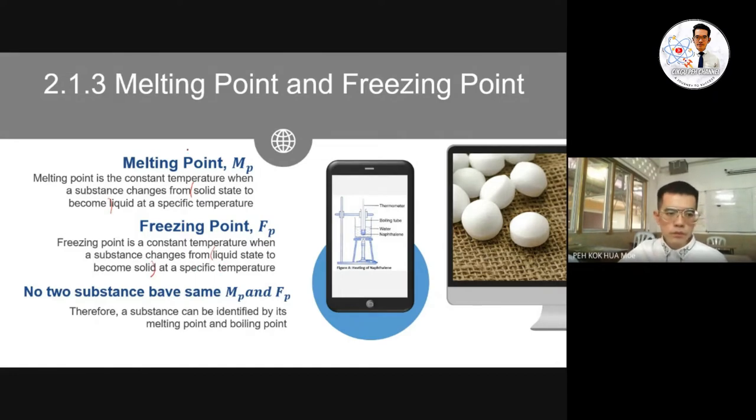So no two substances have the same melting point and freezing point. So we can actually identify a substance by using its melting point and boiling point. For example, the boiling point of water is 100 degrees Celsius and alcohol is 78. So we can use the boiling point or melting point to identify the substance.